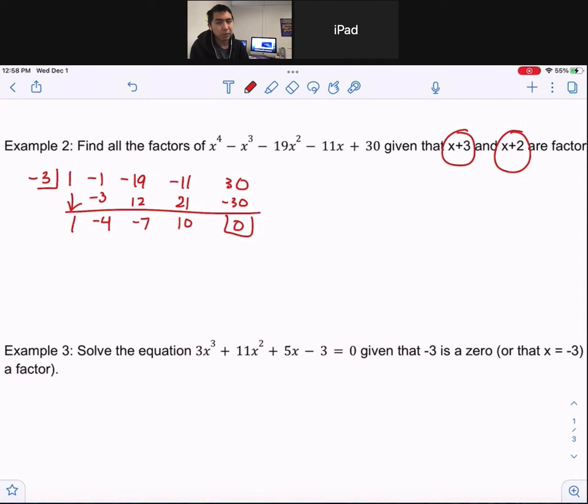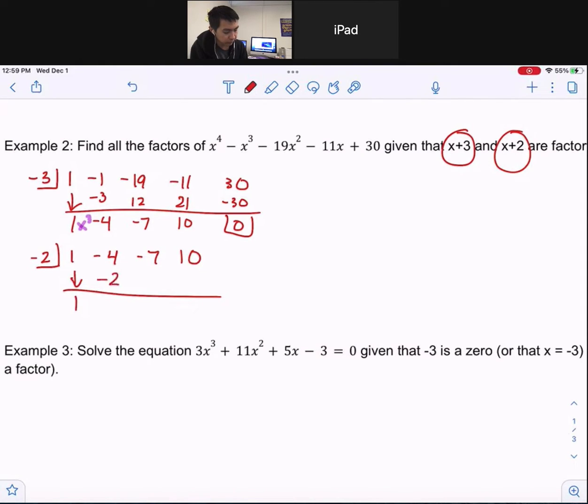Now, we did synthetic division once, which means this degree should now be a degree of 3, right? But we also have another factor we can use synthetic division with. So opposite of 2 is negative 2. Now watch, you guys. I'm not going to use the coefficients of the original, I'm going to use the coefficients of this new one: 1, negative 4, negative 7, and 10.